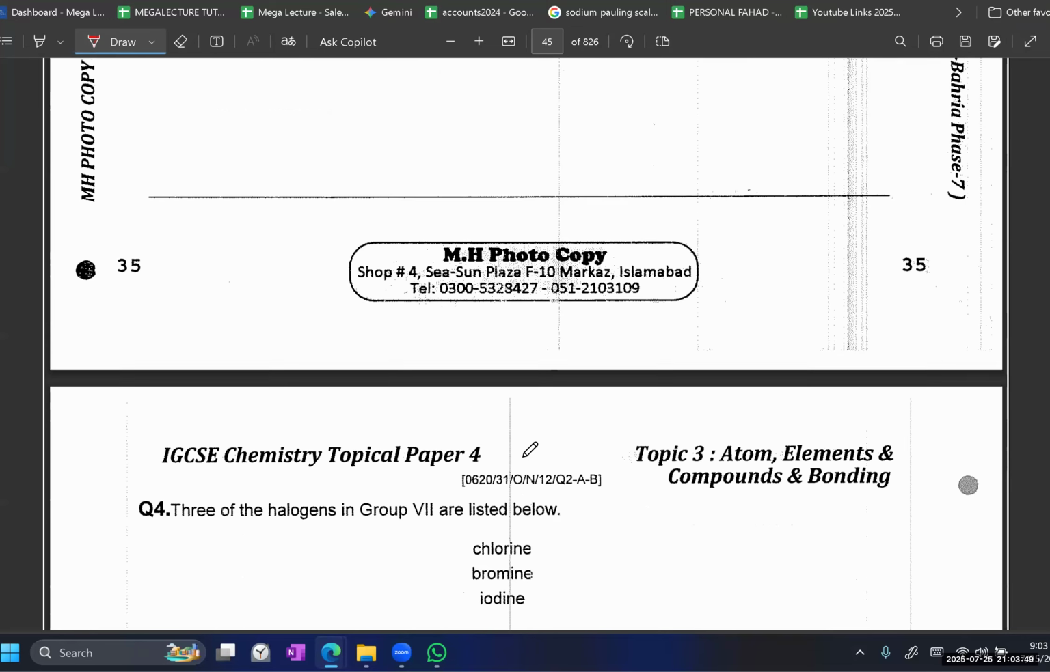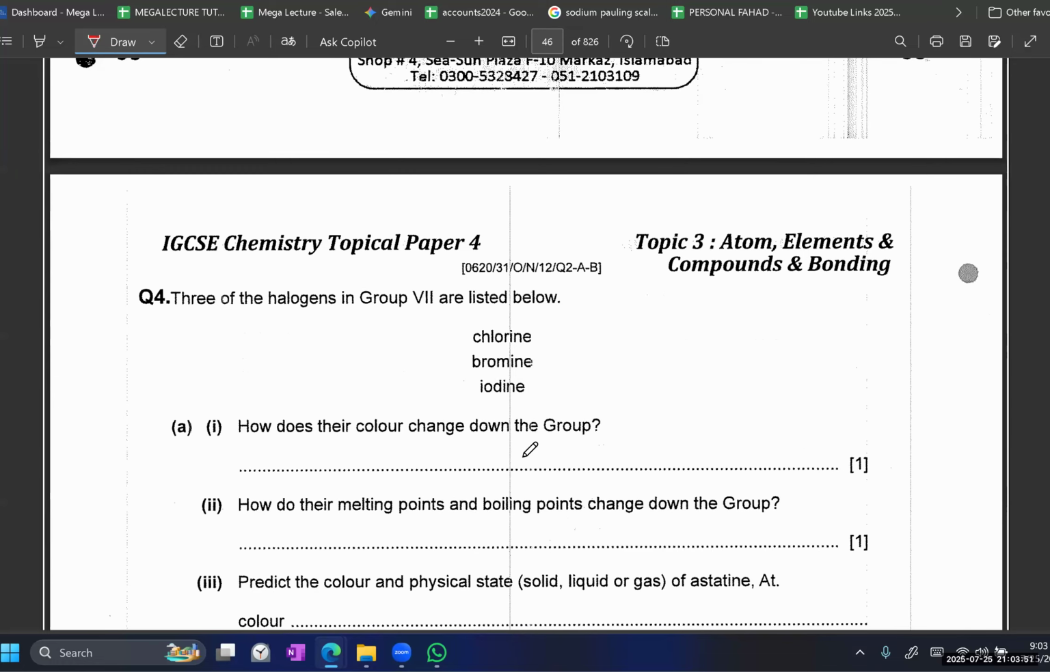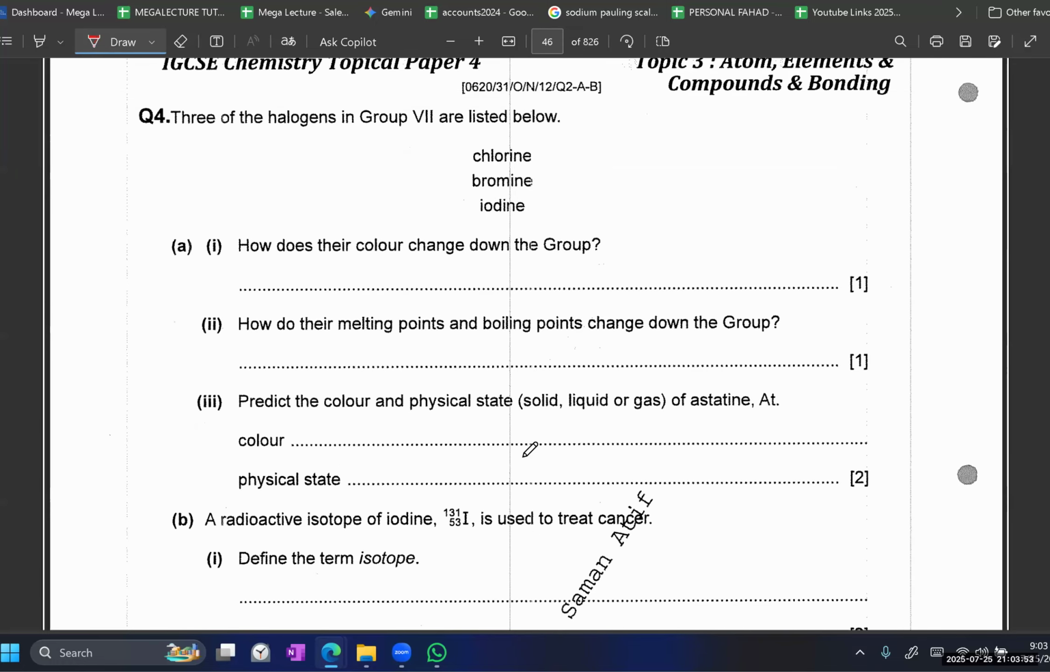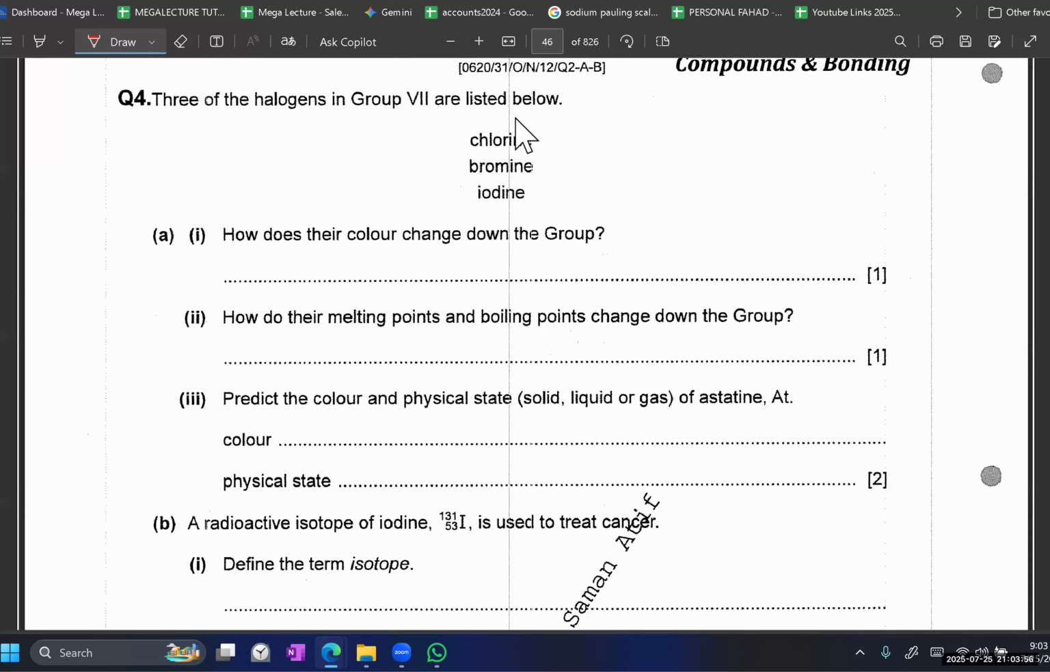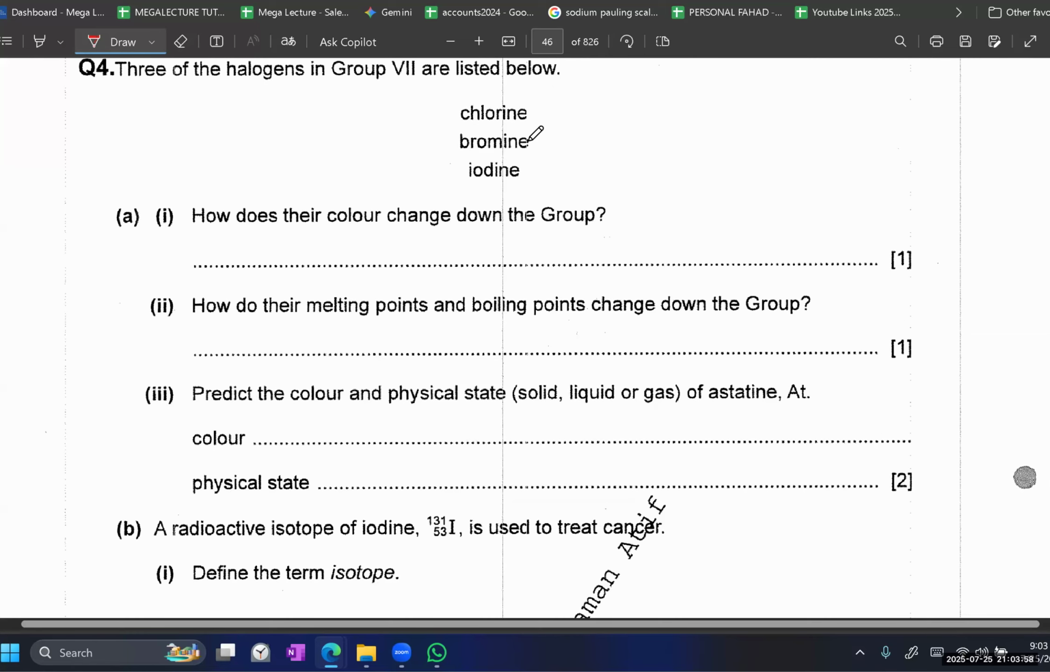Okay, next one. So we did the colors. Remember, chlorine is greenish yellow, bromine is a red-brown liquid, and iodine is a gray-black solid. You can remember when we did some periodic table and some basic introduction. So how do the colors change down the group? They become darker.